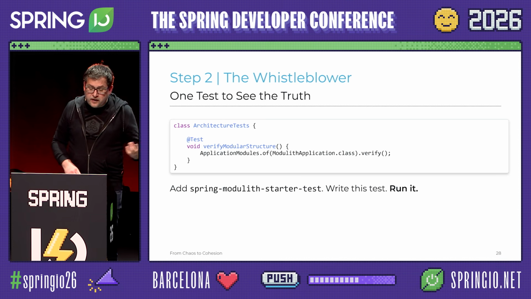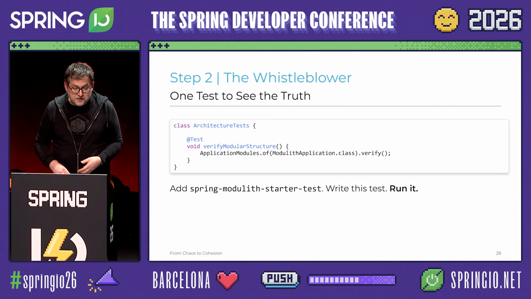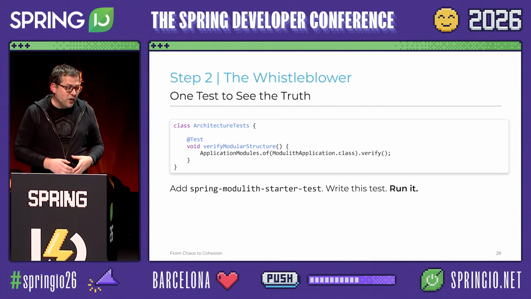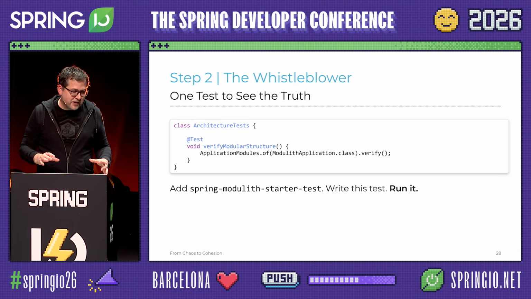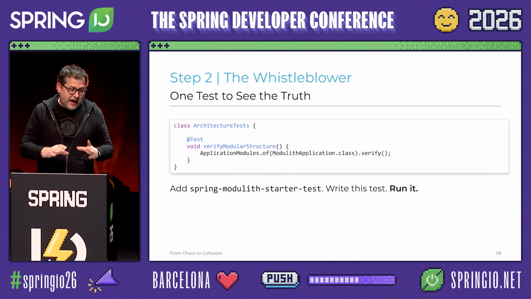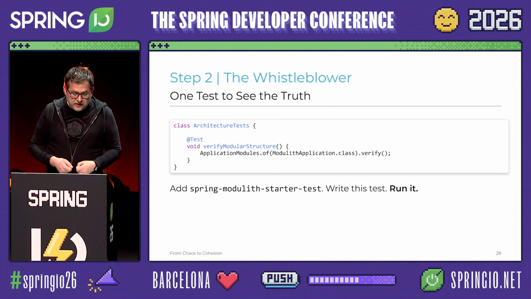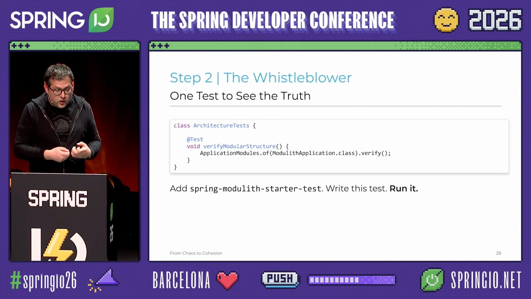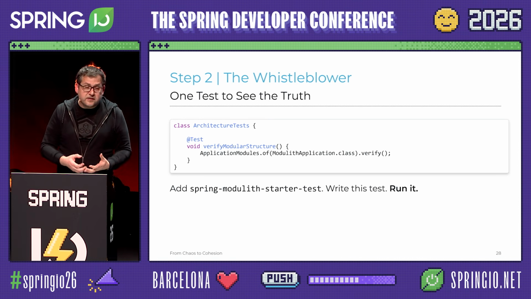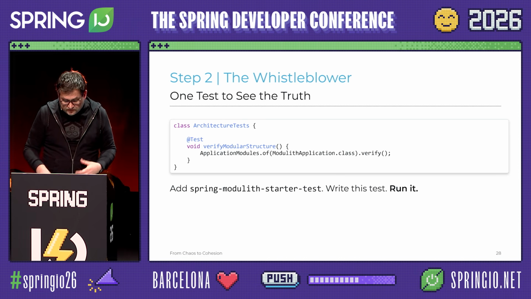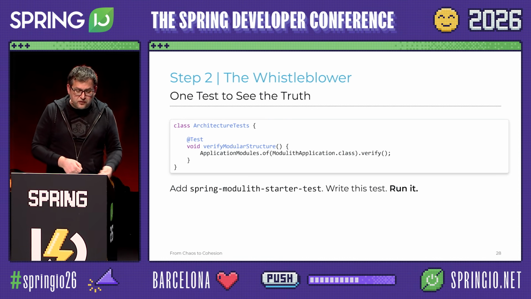Then we go to write something I call the whistleblower, because I like the idea of having one test which finds everything in my code base which is going wrong. And nobody could bribe this person. He's always telling the truth. So by adding this verification call and executing it, you will immediately see what's going wrong in your application. So that's usually my verification step, and then I need to go back and fix things.